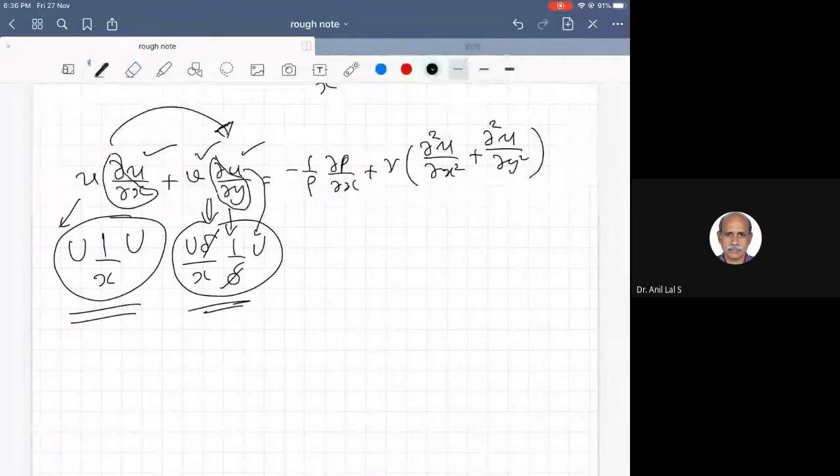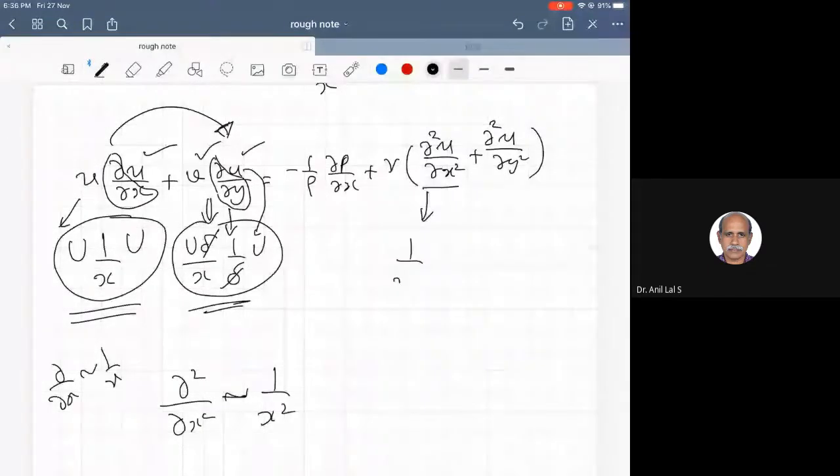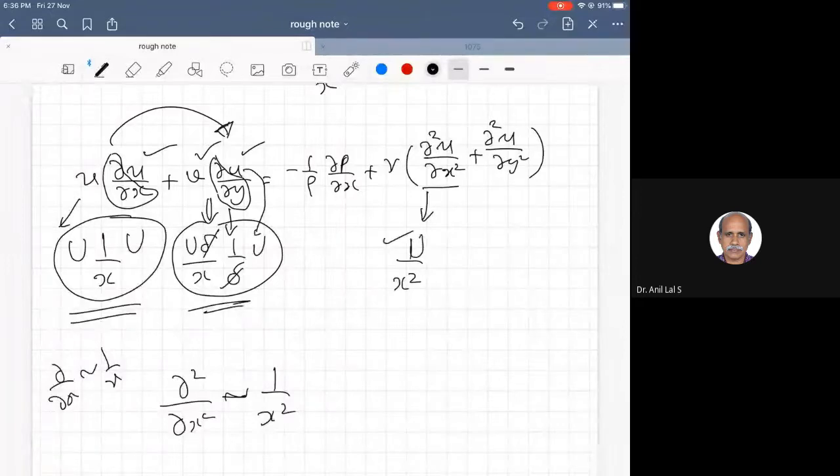See in this term, ∂²u/∂x². ∂/∂x is of the order of 1 by x, so ∂²/∂x² is of the order of 1 by x squared. So this is of the order of 1 by x squared, and u is of the order of the potential velocity, capital U. That is about the first term. Similarly, for the second term, ∂²/∂y² is of the order of 1 by delta squared, and u is of the order of capital U.